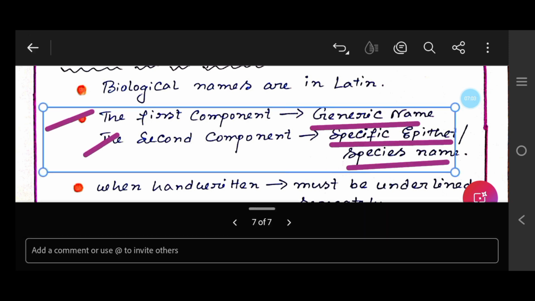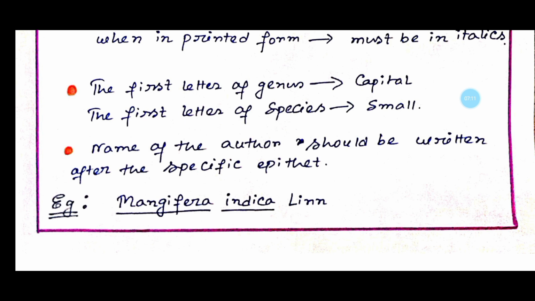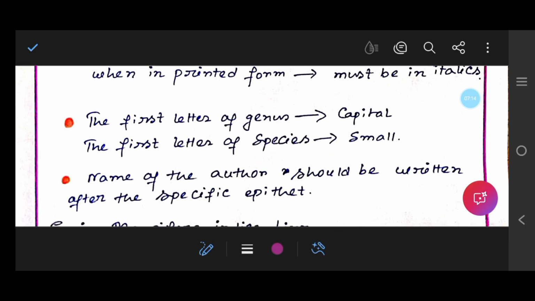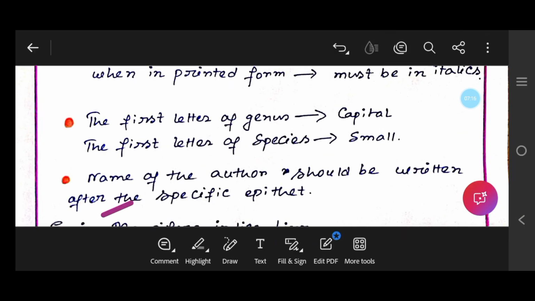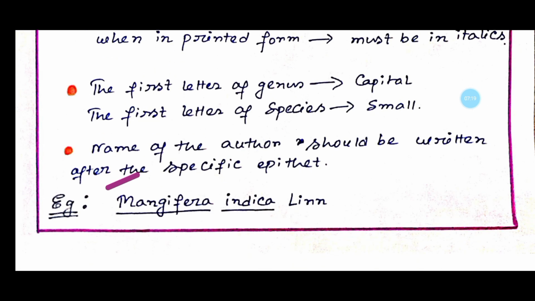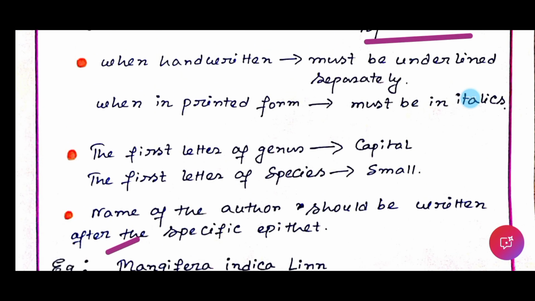Let's understand this with an example. See, Mangifera indica. This is the scientific name of mango. Here the scientific name consists of two components. One is Mangifera and the other is indica. The first component, Mangifera, denotes the genus name, and the second component, indica, denotes the species name. I hope it is clear.